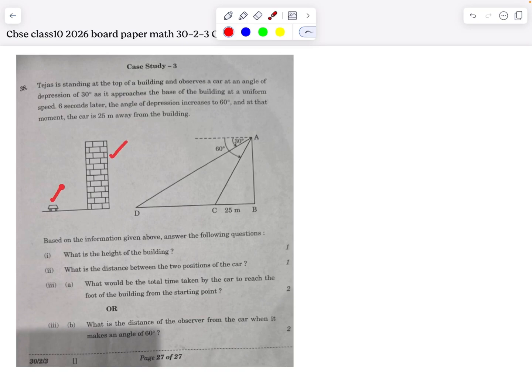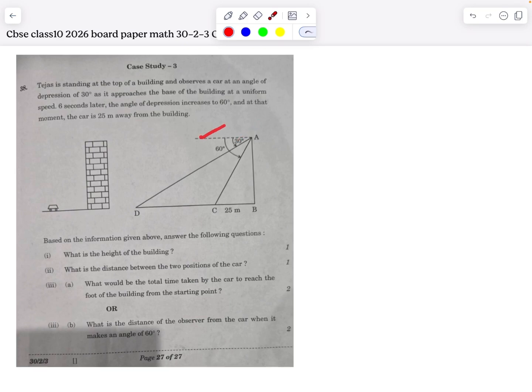This is the building and this is a car that is approaching the building. Tejas is standing at the top. So let's observe the second diagram now. So A is marked as the position of Tejas and DB is the ground. D is the position of the car and this car is approaching the building. As it approaches, when it reaches a point C, the distance between C and the base of the building is 25 meters. Initially, the angle of depression is 30 degree.